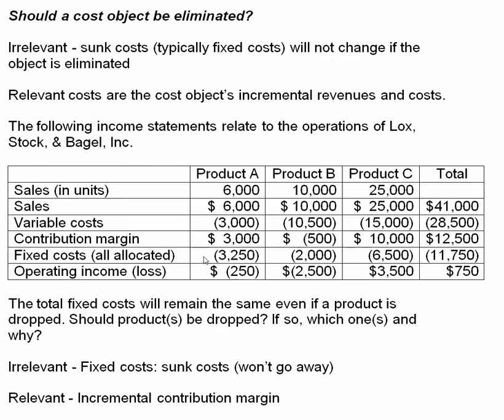These are irrelevant. So if you work your way up the income statement, what is relevant is your contribution margin. So what you can see here is that the sales revenue would go away, so that is relevant. The variable cost would go away, so that is relevant. So the contribution margin is what you will be looking at to determine whether to keep or eliminate a cost object.